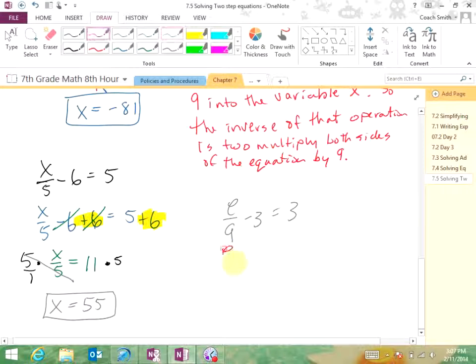Now, E over 9 minus 3 plus 3 equals 3 plus 3, which for normal people would be 9. Right? Normal people would be 9? 6? Okay. Normal people, that would be 6. So E over 9 equals 6. So I would multiply by 9 to both sides. Those two cancel, leaving me with E. That leaves me with 54.